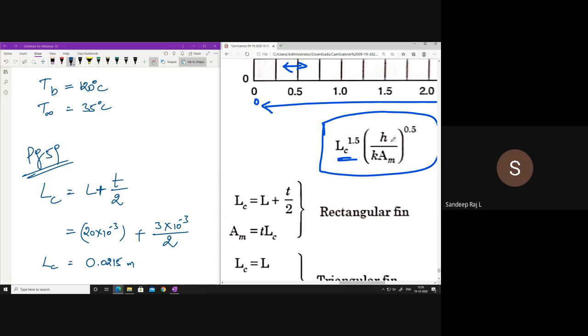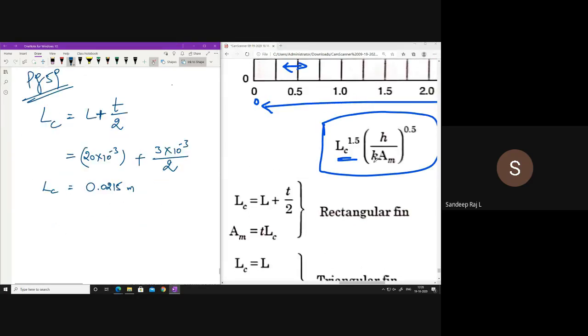And the next thing is H. H is given in the question, so you need not worry. The next thing is K. K is also given in the question, you need not worry. AM is required.